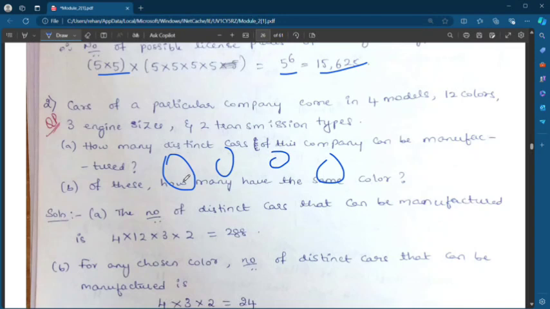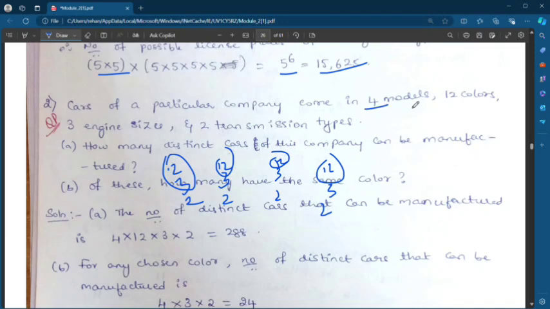Now see here, this is 4 models, and each model can have 12 colors. So these are all distinct, and each of these can have any of the engines. From 3 engines, any one engine can be there, and from 2 transmissions, either transmission can be there. So it will be like first model with first color, first engine and first transmission, one type. Same way, first model, second color, and so on. So they are asking how many distinct cars of the company can be manufactured.